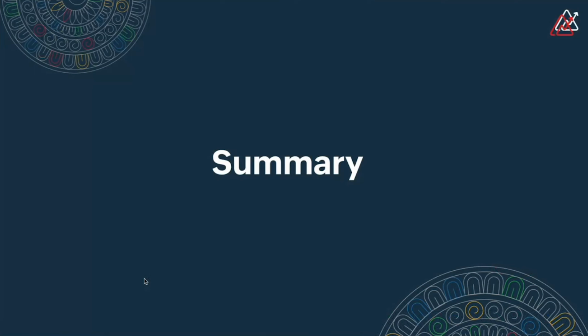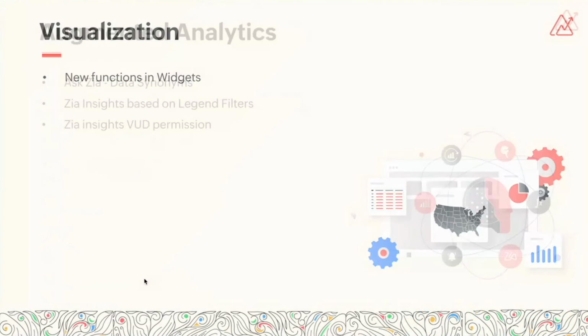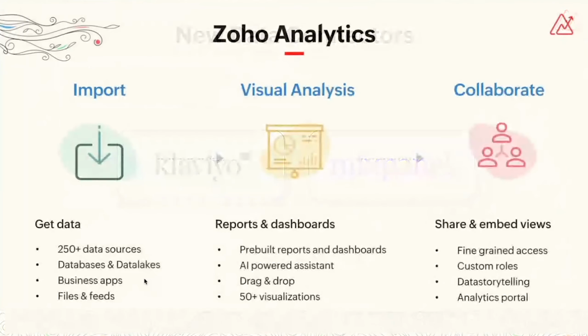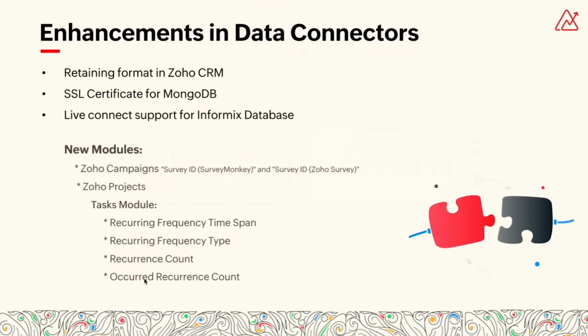So that's all we have for this webinar. Let's quickly see the summary of the session. Let me navigate to the first window. Right. So we started off with the new data input support from Klaviyo and Mixpanel. Then we saw a few enhancements on the existing connectors, where we retained the Zoho CRM, and then we saw SSL certificate for MongoDB and live connectivity to Informix database. And finally, on that layer, we also saw a few module additions.